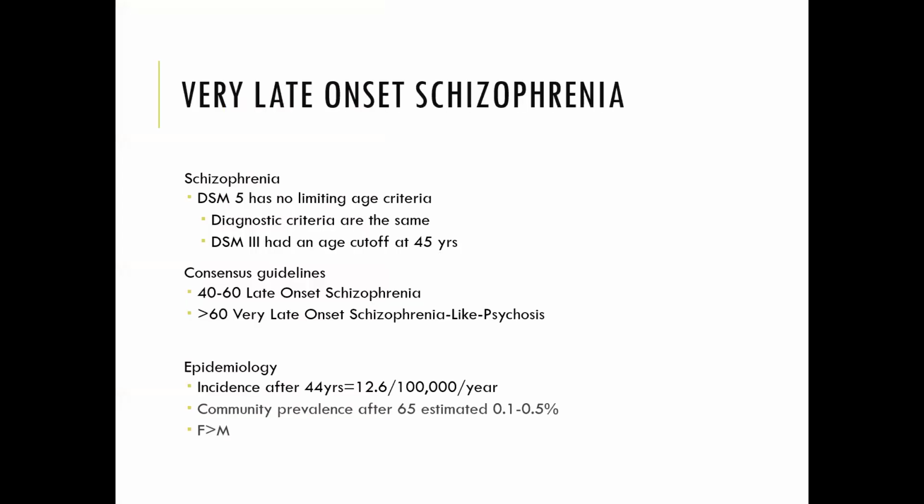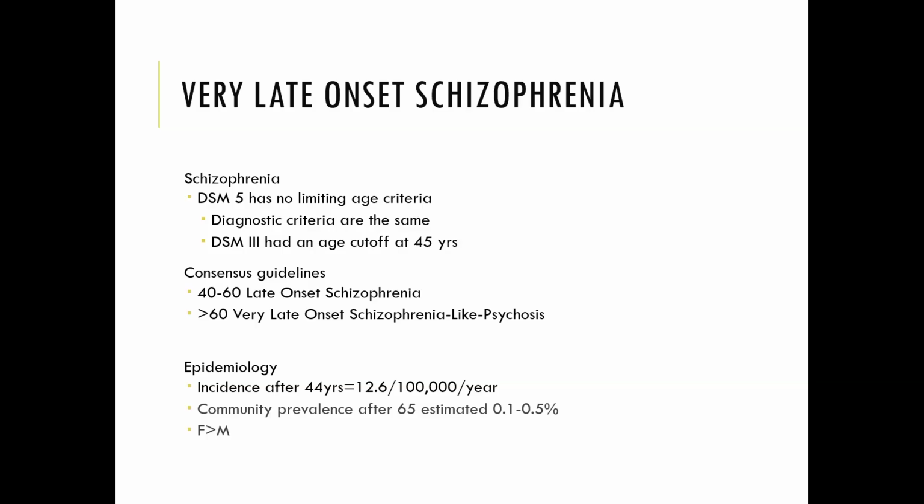So he was diagnosed with very late onset schizophrenia-like psychosis, or very late onset schizophrenia. And I will just switch willy-nilly between late onset and very late onset. I apologize. When you look at the diagnostic criteria for schizophrenia, DSM has no age-limiting criteria. The diagnostic criteria are the same. If you meet it, you meet it.